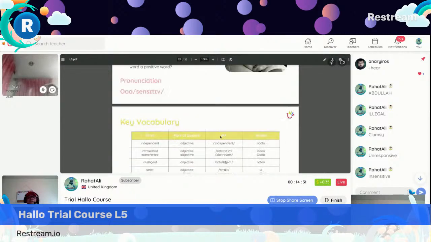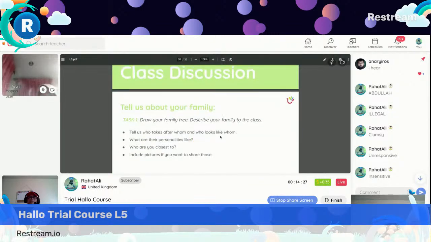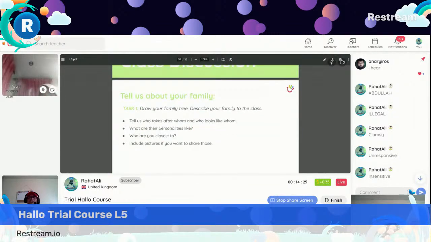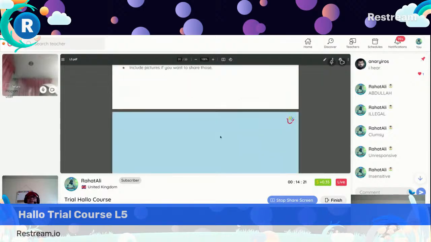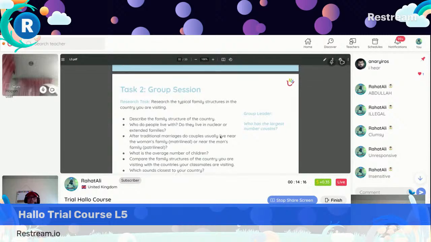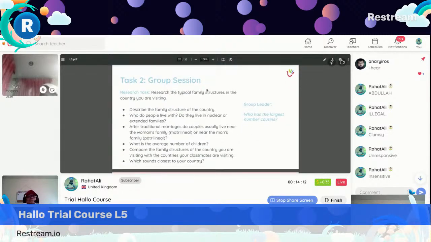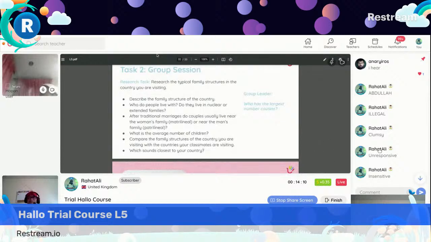Good. Next, the key vocabulary. Yeah. Class discussion. Task 1, draw your family tree. Tell us who looks after that. Okay, that's fine. Group sessions. Describe the family structure. So it is your discussion topic if you join the group discussion.